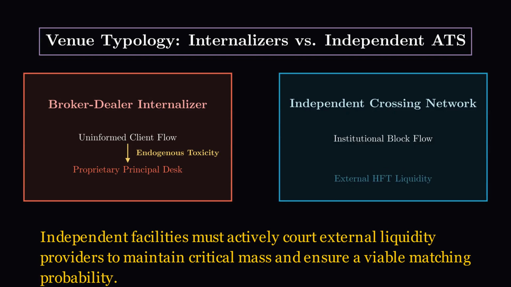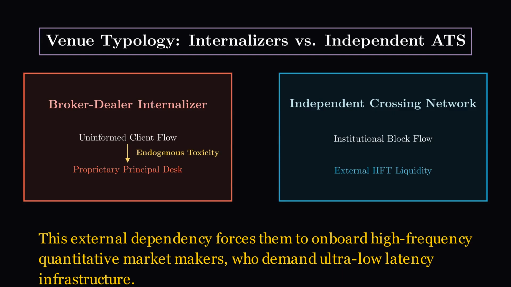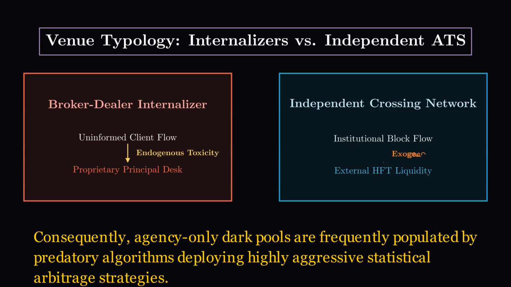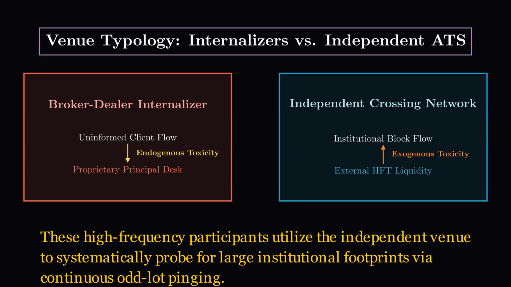Independent facilities must actively court external liquidity providers to maintain critical mass and ensure a viable matching probability. This external dependency forces them to onboard high-frequency quantitative market makers, who demand ultra-low latency infrastructure. Consequently, agency-only dark pools are frequently populated by predatory algorithms deploying highly aggressive statistical arbitrage strategies. These high-frequency participants utilize the independent venue to systematically probe for large institutional footprints via continuous odd-lot pinging.